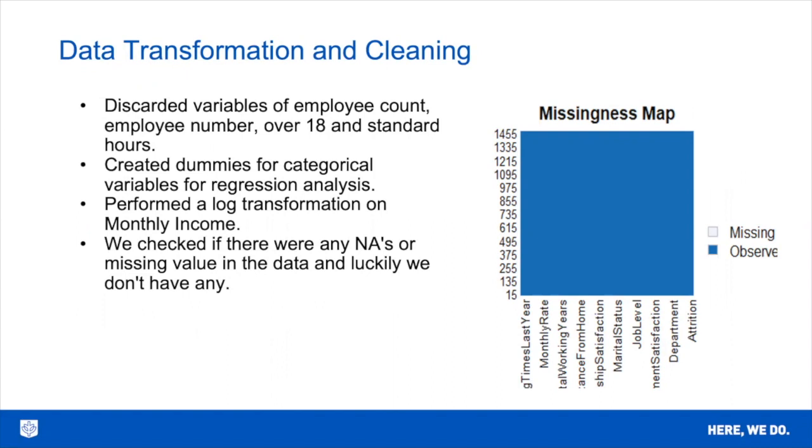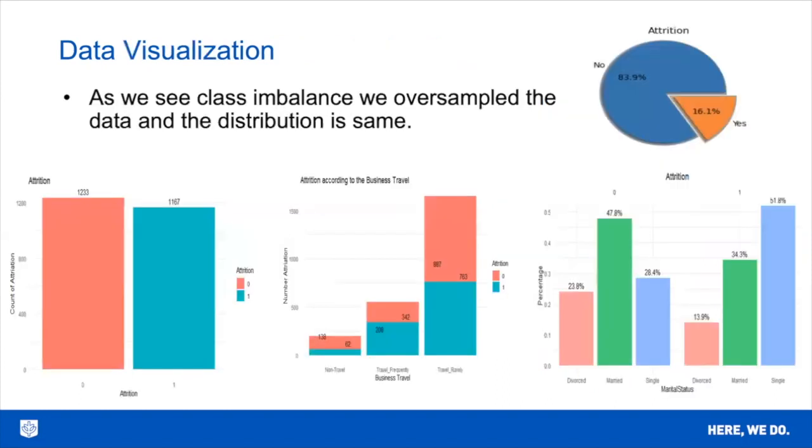We created dummy variables for categoricals. We also converted some ordinals to numeric ordinals. And we performed a log transformation on monthly income because it wasn't a good distribution. And lastly, we checked to see if there was any missing data, and thankfully, we did not have any missing data in this dataset.